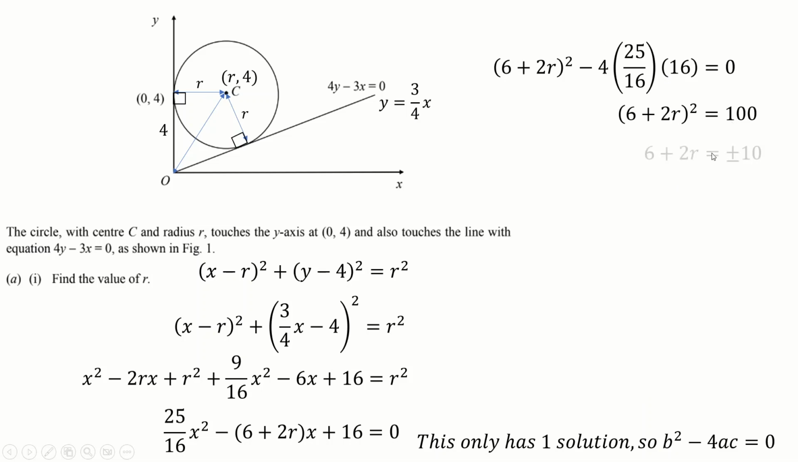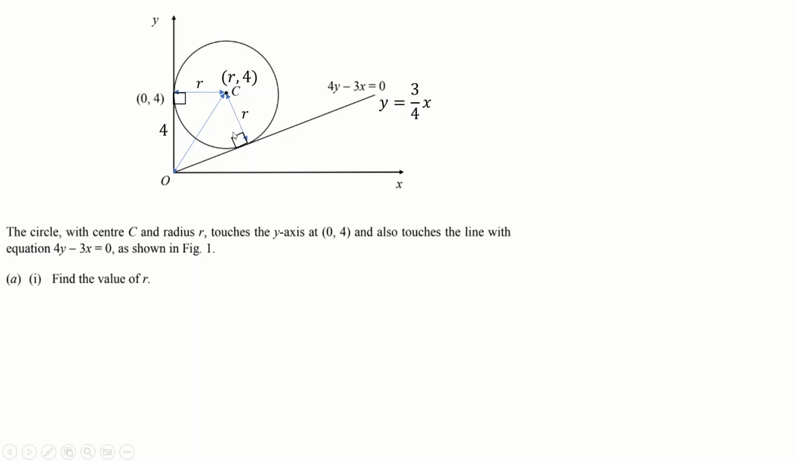Move it over, square root. Take away 6, 10 take away 6 is 4, minus 10 take away 6 is minus 16, and then divide by 2, and now r can't be minus 8, so r is just 2, as we found before. So that's 2 methods down. That method was much quicker. Let's do another method then.